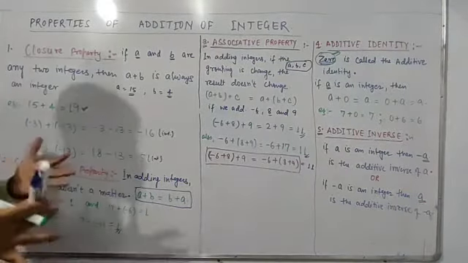If we change the group of two numbers, the result is always the same. Minus 6 plus 8 plus 9, grouped either way, always gives the same result. Fourth one is additive identity. Additive identity is always 0.